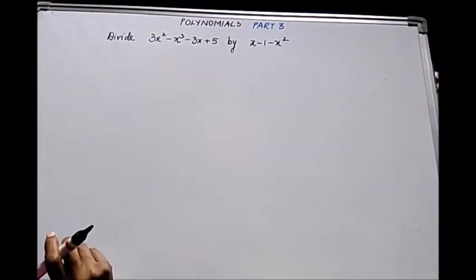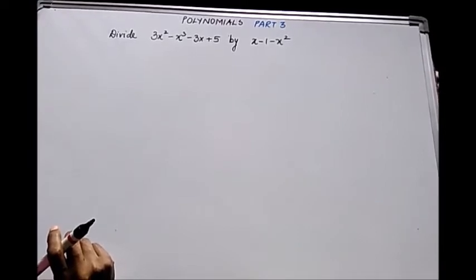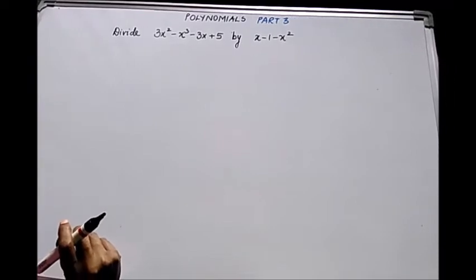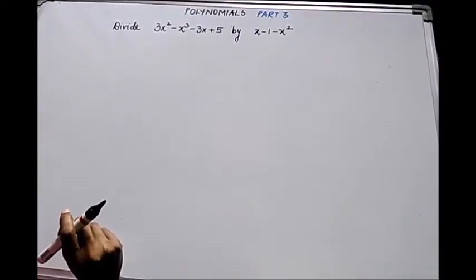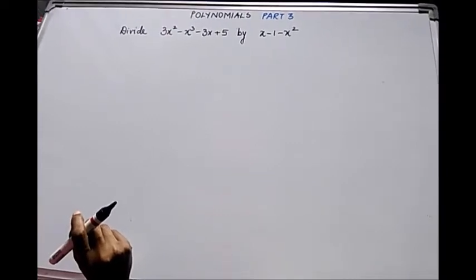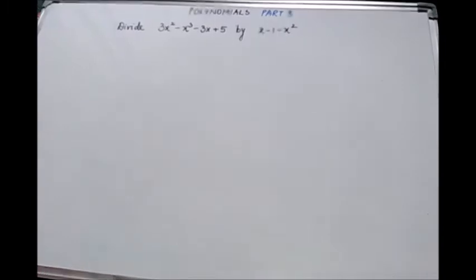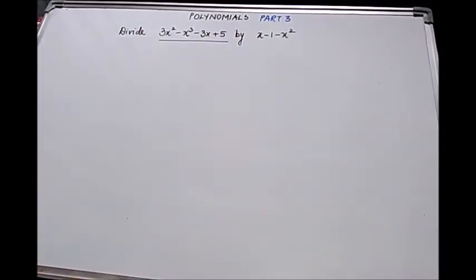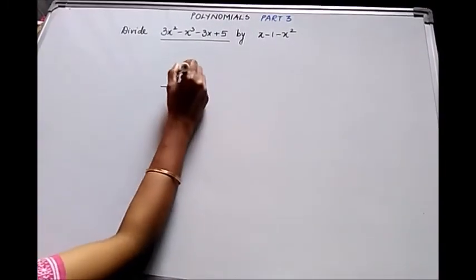Now let us learn how to divide a polynomial by another polynomial using the long division method. Before we start dividing, we have to check whether the terms of the polynomial are arranged in ascending or descending order with respect to the degree of the term. So first let us check the dividend. It is not arranged in ascending or descending order with respect to the degree. Therefore, first we have to arrange it.